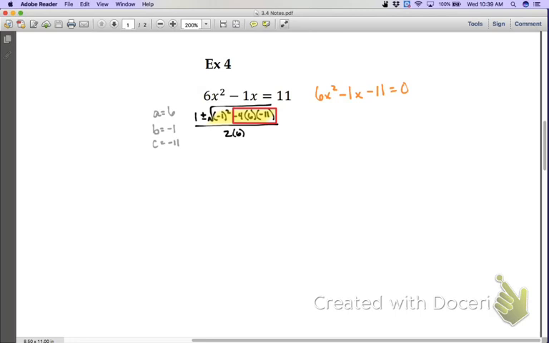So I have 1 outside, so I have 1 plus or minus the square root of 1 minus 4 times 6 times negative 11, which is 264, all over 12, 2 times 6. So I have to add 1 and 264. Hopefully that's not too difficult.